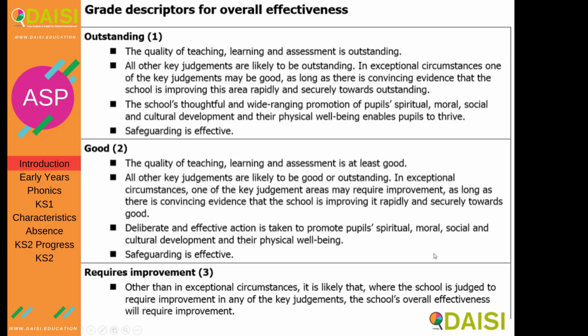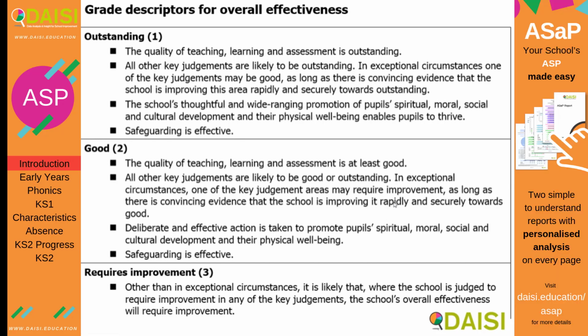Well, this is what Ofsted said. If your school is outstanding overall, then your quality of teaching, learning and assessment is outstanding, and everything is likely to be outstanding or good and rapidly improving. If your school is good overall, then the quality of teaching, learning and assessment is at least good, and everything is good or outstanding, or if it requires improvement, it is improving rapidly. So requires improvement is the absence of good in at least one of the key judgments, and inadequate is the presence of harm. So why do I want to talk about outcomes for pupils?